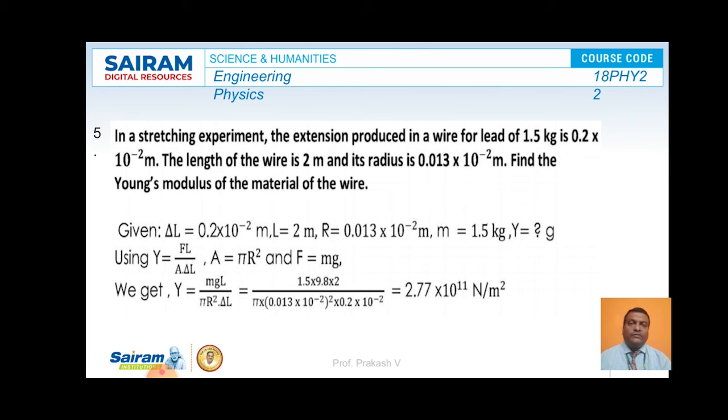So we know that Young's modulus Y is equal to FL by A delta L, and area A is equal to pi r square, and further F is equal to mass into acceleration due to gravity, mg. So substitute the values. Then the value of Y is equal to mgL by pi r square delta L. Then substitute the values of m, g, L, r and delta L in the formula. Then on simplification, the value of Young's modulus becomes 2.77 into 10 to the power of 11 Newton per meter square. So this is the required value for this problem.